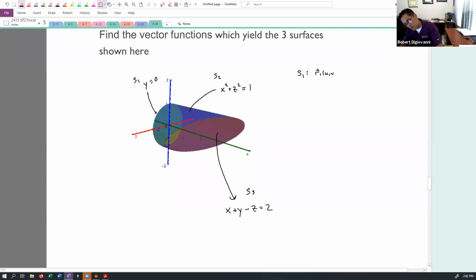Let's see, R of U, V equals V cosine U, the Y is fixed at 0, and then V sine U. And then U is between 0 and 2 pi, and the V will be between 0 and 1. Oh, we got the first one.